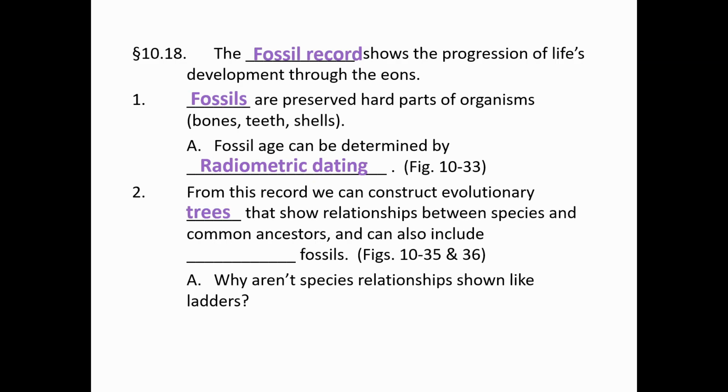And so using this ability to age or date fossils and put them basically in some sort of chronological order, we can create a record that creates what we call evolutionary trees, which will show the relationships between species and their common ancestors, and can include what we would call transitional fossils. So transitional fossils are fossils that share characteristics from two major groups. The one that I'm going to talk about today is Tiktaalik. However, there are many, many different examples.